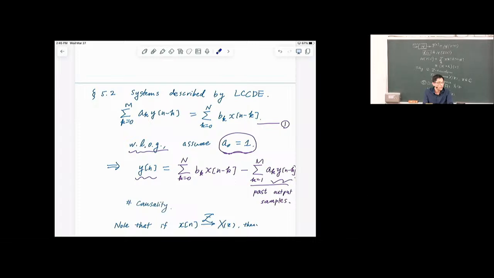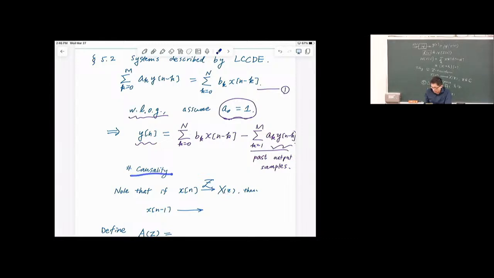By assuming without loss of generality that A0 is 1, I suggest we move everything else to the right-hand side. All of a sudden, we have a nice expression in which we express the current sample as a linear combination on the right-hand side, and there's no need to refer to the future. This is good.